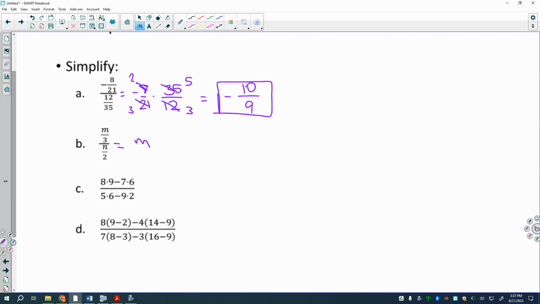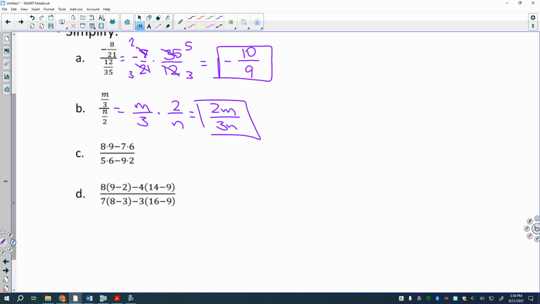Same thing here, m over 3 times the reciprocal of the bottom. Now nothing cancels out sideways like I did before, so I multiply across the top and get 2m, multiply across the bottom, get 3n.